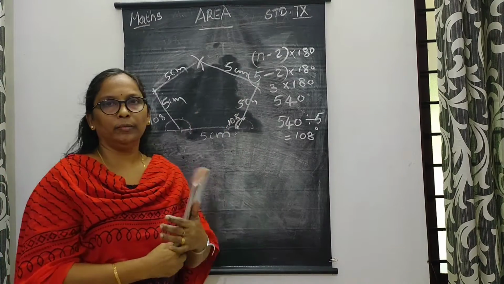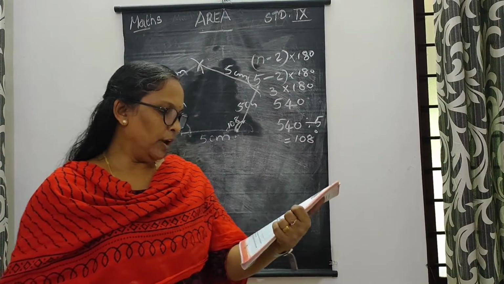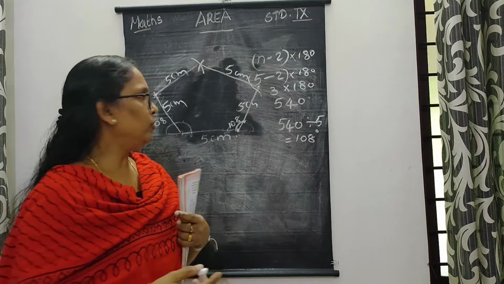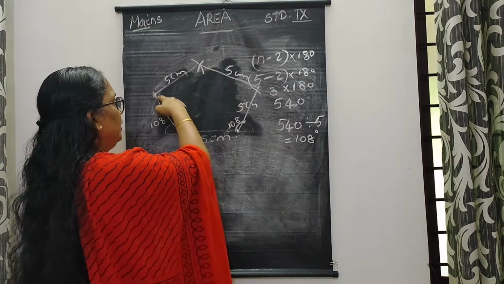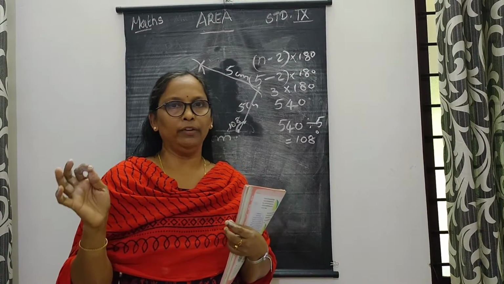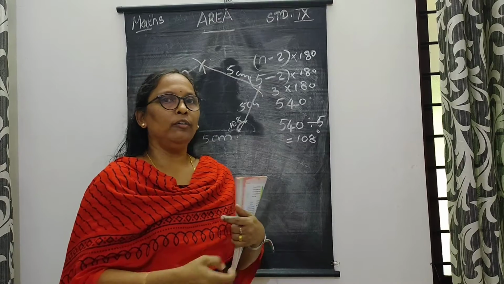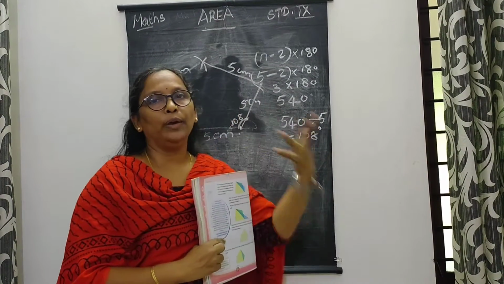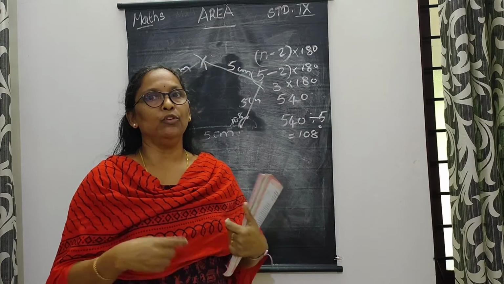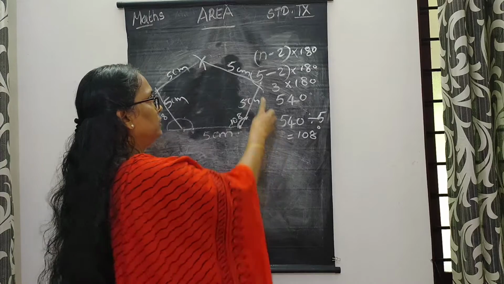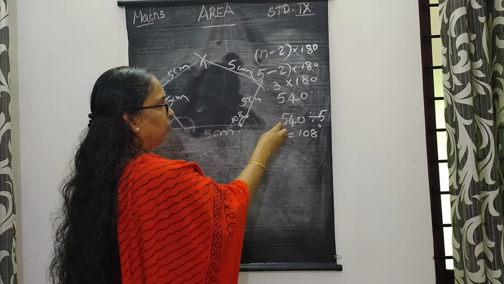So this is a regular pentagon. The question is, you have to change this into a triangle. Here 5 vertices are there. So triangle means it has only 3 vertices. So first of all, we are changing the pentagon into a quadrilateral, that is a 4-sided figure. For this, we change this vertex to here.